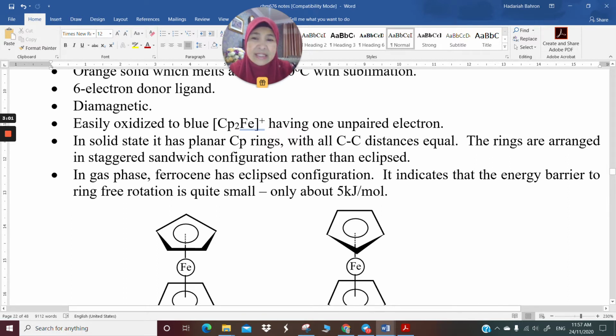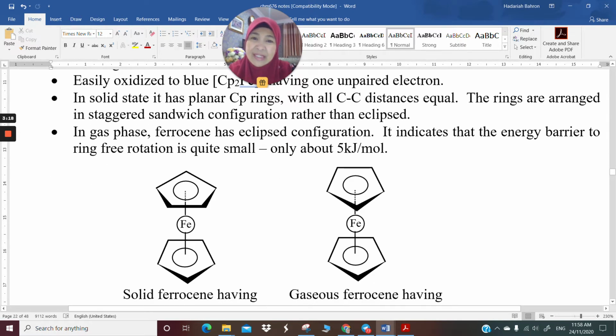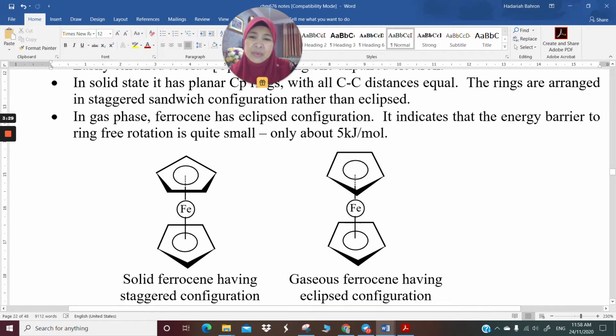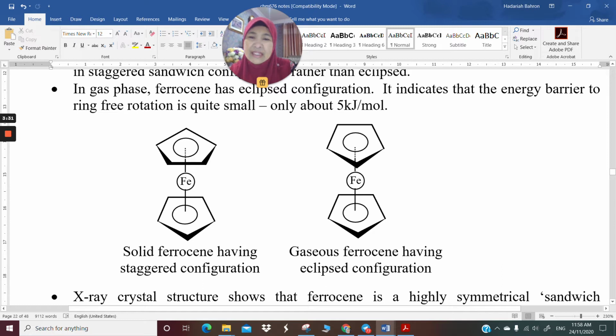In the solid state, it has planar cyclopentadienyl rings with all the C-C distances equal. Yeah, the rings are arranged in a staggered sandwich configuration rather than eclipsed. In the gas phase, ferrocene has an eclipsed configuration. It indicates that the energy barrier to ring rotation is quite small, about only 5 kilojoules per mole. So in the solid, it has this staggered configuration.